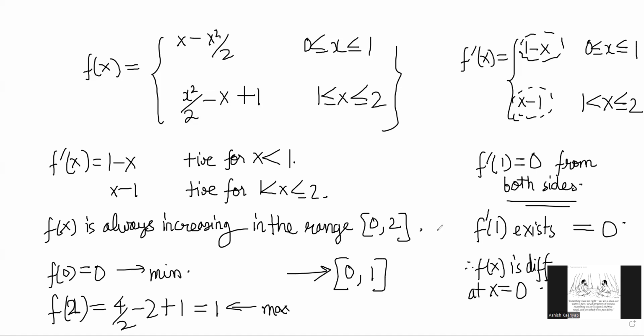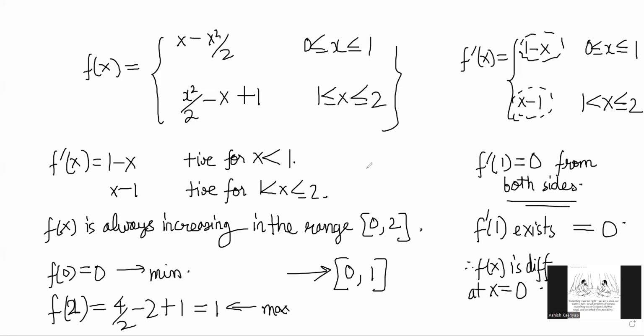Also, option D is easy to check. Option D is f dash of half. So that is going to be from 1 minus x, you'll put half, you'll get 1 minus half, or half. So option D is also correct. And then finally, you have to see whether option C is correct or not.